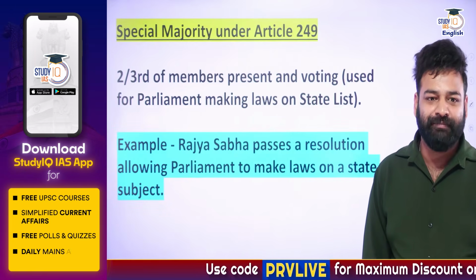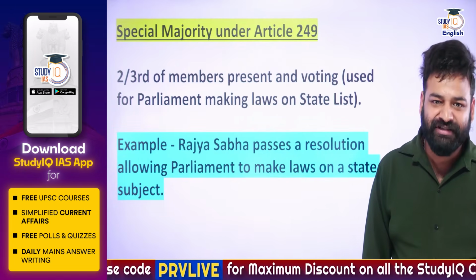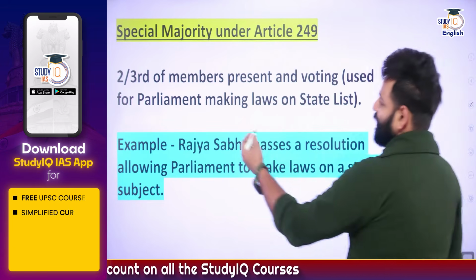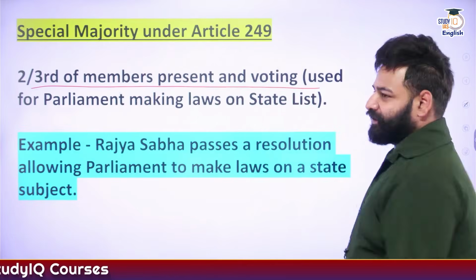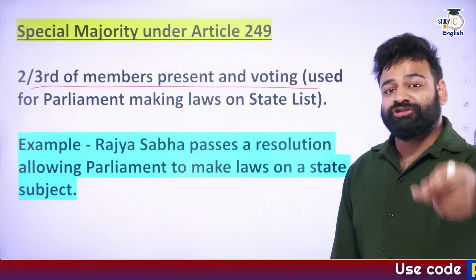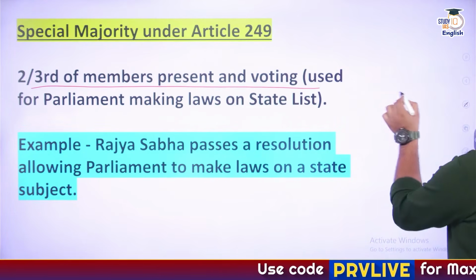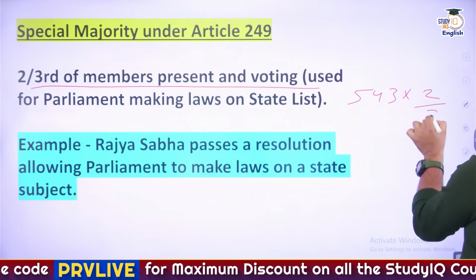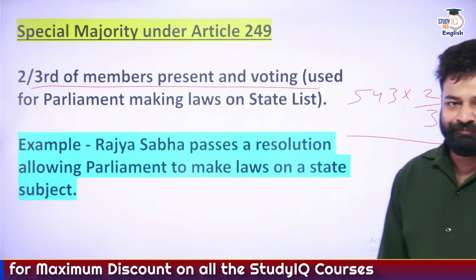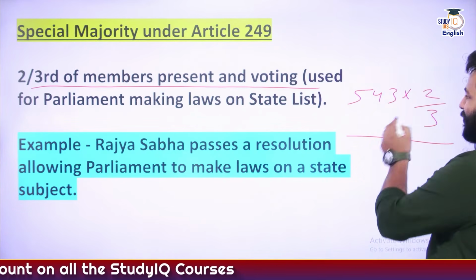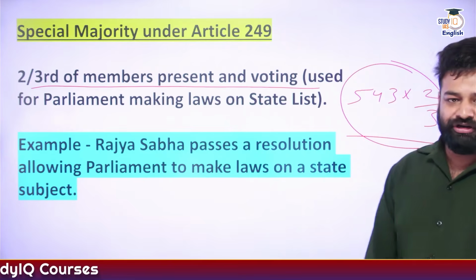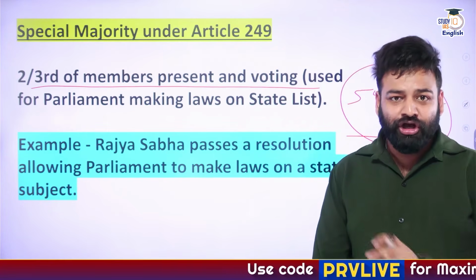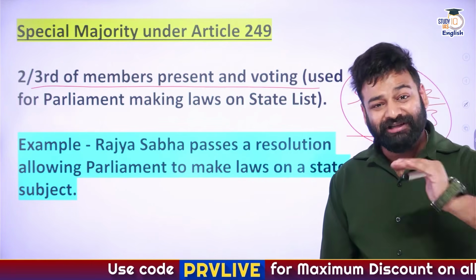So special majority is simply 2/3 of the members present and voting. It's not 50% now, it's 2/3. Let's say in total we have got 543. So what we have to do is take 2/3 of 543. This will be my special majority. And where is it used? Whenever Rajya Sabha passes a resolution to legislate on any matter in the state list.